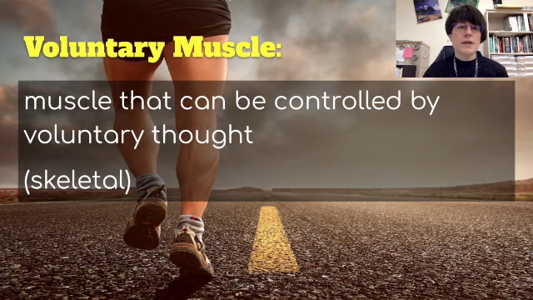Now, those types of muscles can fall into two other categories, and they can be voluntary muscle, which is muscle that can be controlled by voluntary thought, and that is skeletal muscle because you can think about what you want those muscles to do, and you can have control over them. Like if you want to pick something up, you can think about that and actually do it.